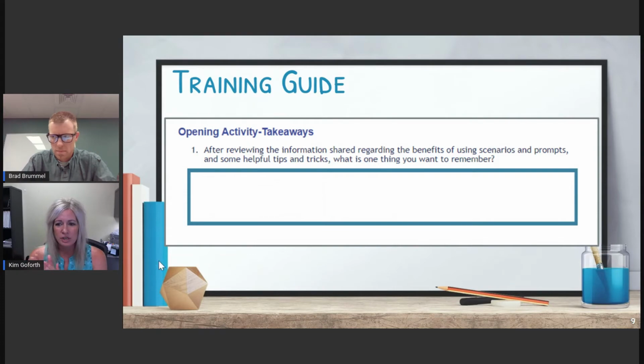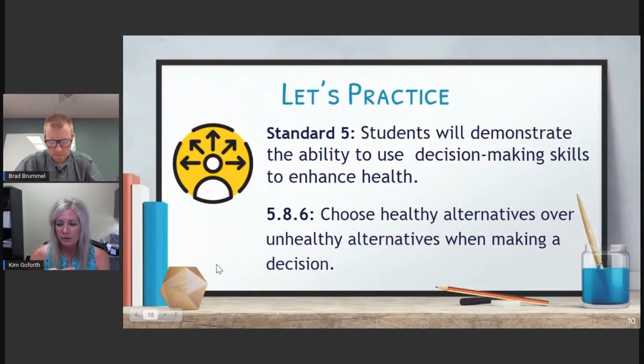And then we are going to jump into probably the favorite part of this instructional strategy series that we're going to work through, which is let's practice. Let's model through how to use an instructional strategy to teach these health skills.